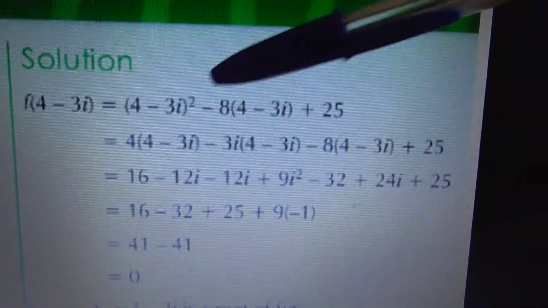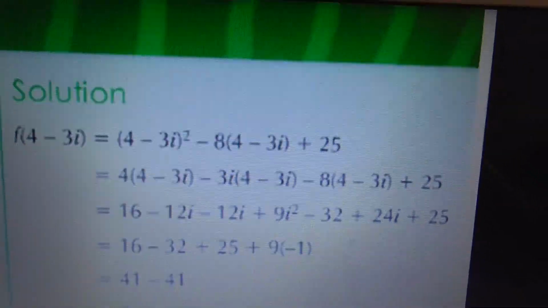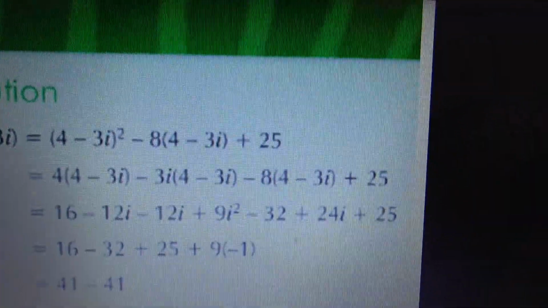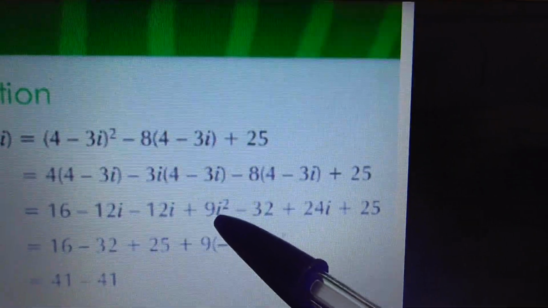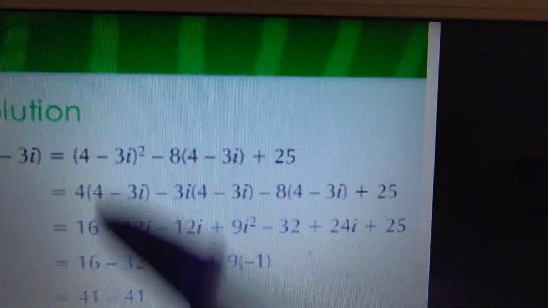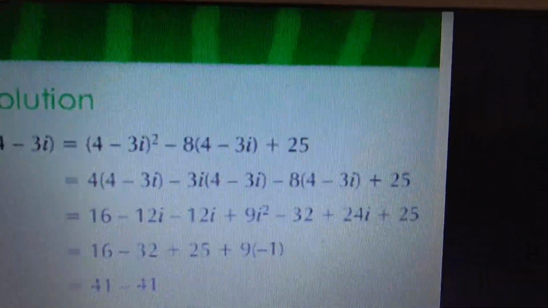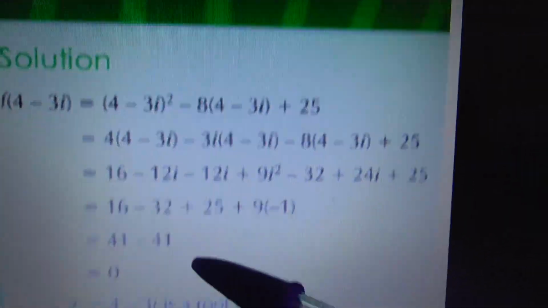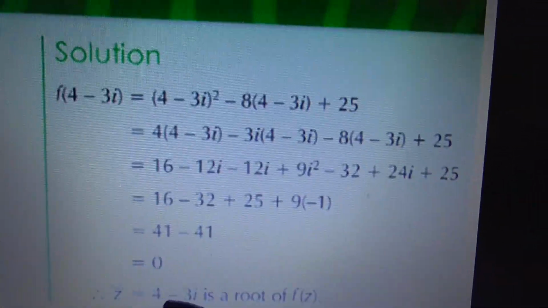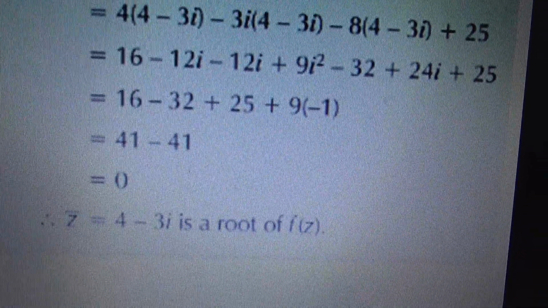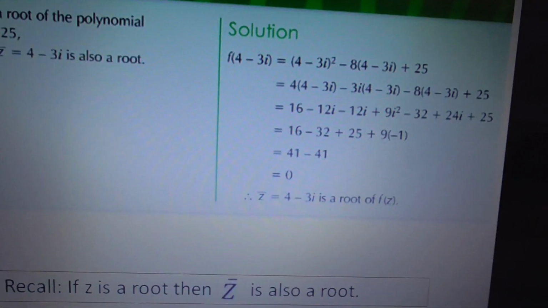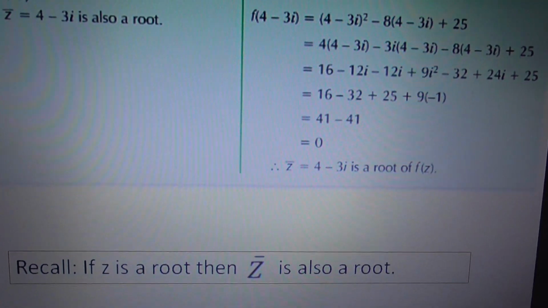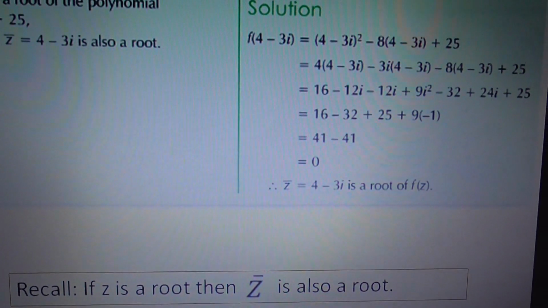Okay, so just watch all your substitution. You need to square out the bracket, then you're multiplying 8 minus 8 into that bracket and plus your 25. Watch all of your substitution, all your multiplication and all your signs, and remember i squared is minus 1. Things will start to cancel, or they may not actually, no, they don't cancel here, but they add up, and then eventually, in the last line, they cancel. 41 take 41 is 0. Therefore, z conjugate, which is 4 minus 3i, is a root of f of z as well. So that is the conjugate root theorem applying there. So recall, if z is a root of it, then z conjugate is also a root, but if and only if all the coefficients in your polynomial are real numbers.